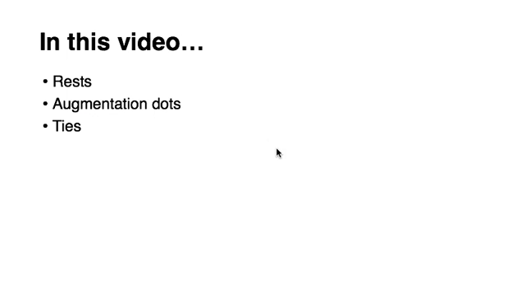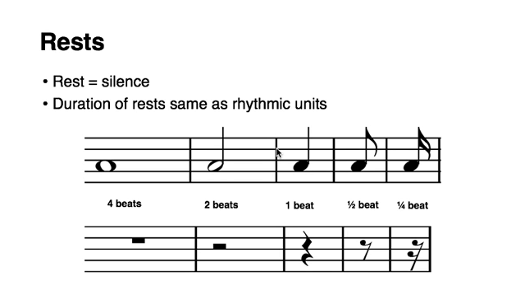In this video, we'll talk about rests, augmentation dots, ties, and how all of these things relate to rhythm and meter. Silence is as important in music as the sound itself. Silence is expressed in musical notation with a rest. Like rhythmic values, each rest has a specific duration in number of beats.